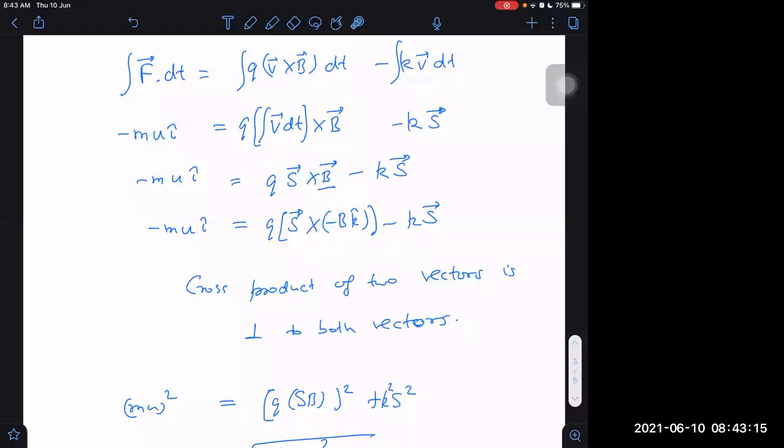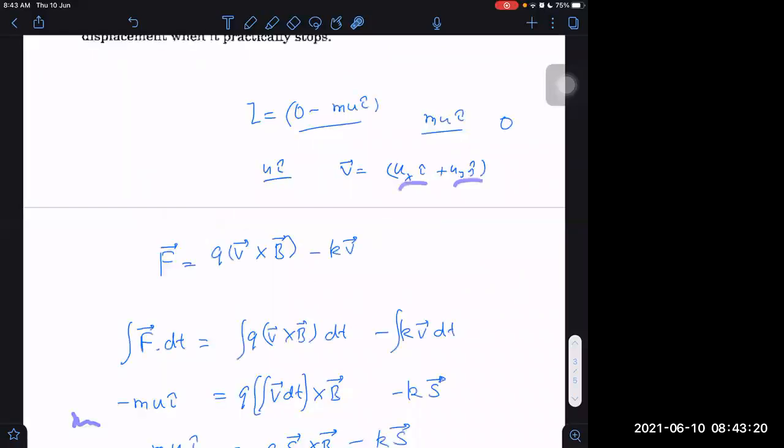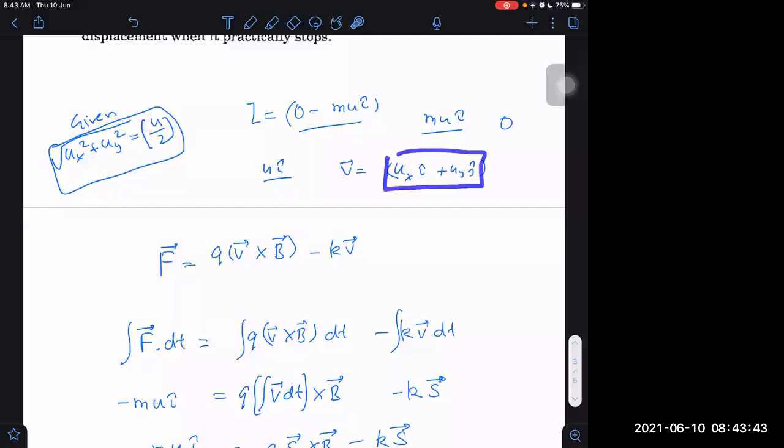I know the final is UF. This is given to us. This is not unknown. It will be given, but they will not be giving us I cap and J cap. They will be giving us the final magnitude. The final magnitude, UX square plus UY square, is equal to, let us say, U by 2. It is given to us. And I also know that velocity could be UX I cap plus UY J cap, but there will not be any K cap term. So 2 unknowns are there.